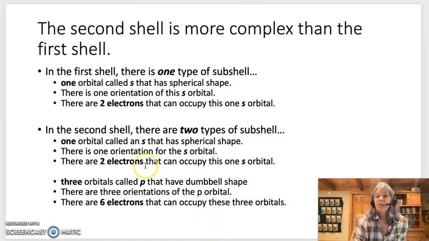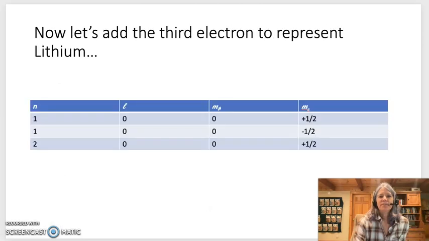When we get to the third shell, we will have a subshell that looks like the s, a subshell that looks like the p, and then we'll have another subshell, which is the d. And instead of 1 or 3, we'll have 5 of those. So you'll see how the complexity is added with each shell that we enter.